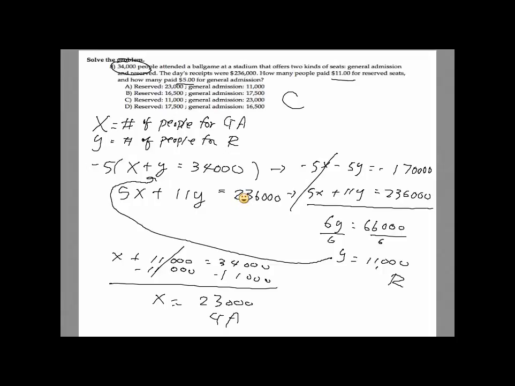Here it says that we paid $5 for the general admission ticket. So the number of tickets that we sold under general admission, we call it X, and each of them is worth $5. So this would be 5X. And then 11 would be the amount of money for the reserved ticket. So 11 times Y should equal the total amount of money that we collected. So these would be your two equations and two unknowns that we have to solve for.